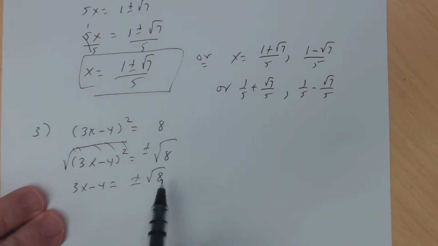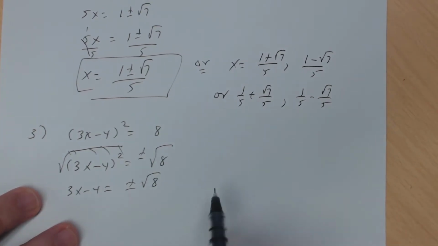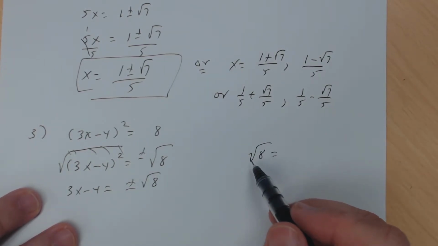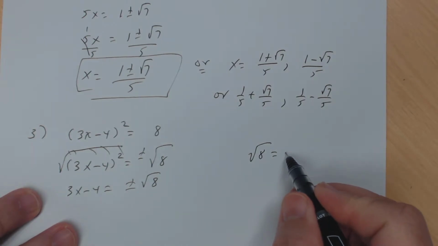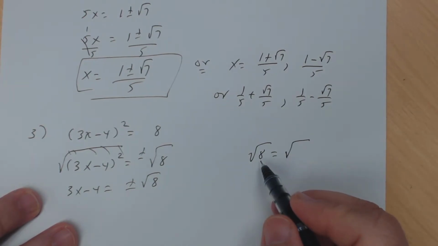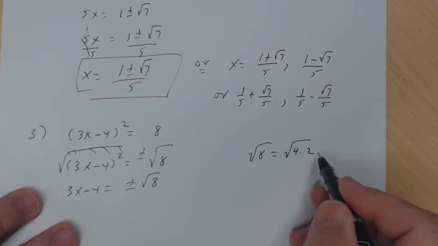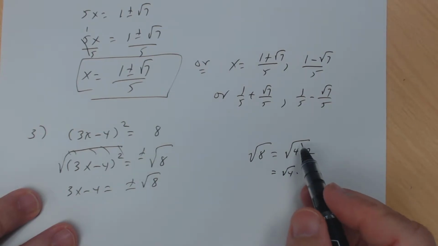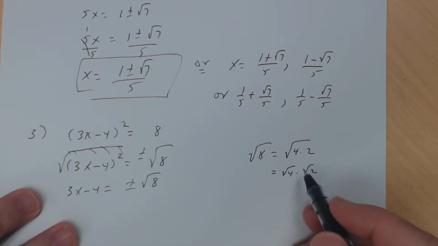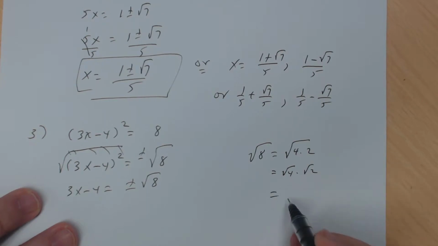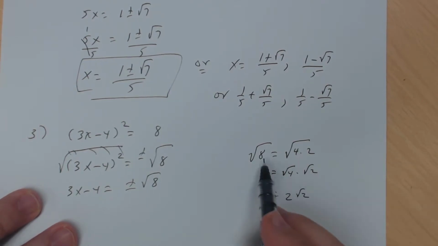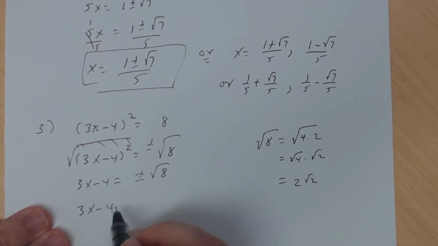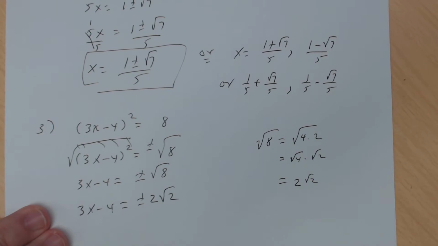All right, now notice 8 is not a perfect square, but I can simplify the square root of 8. So remember, in the previous course, how you simplify radicals or square roots. The perfect square that goes into 8 besides 1 is 4. So that's 4 times 2. And remember, you wrote this as square root of 4 times square root of 2. So the square root of a product is a product of the square roots. And then the square root of 4 is 2. So you get 2 square root of 2. So the square root of 8 is 2 square root of 2, and that's what goes here. So 3x minus 4 equals plus or minus 2 square root of 2.